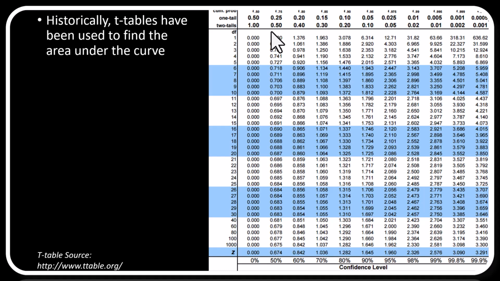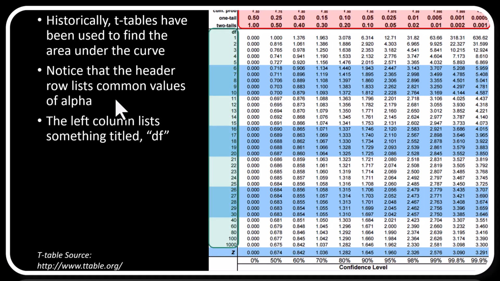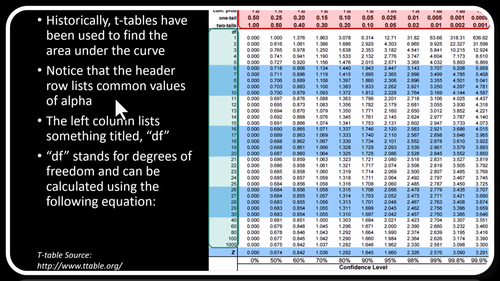Historically, t-tables have been used to find the area under the curve. Notice that the header row lists common values of alpha. The left column lists something titled df. df stands for degrees of freedom, and it can be calculated using the following equation. The degrees of freedom, or df, is equal to n minus 1, where n is the sample size.